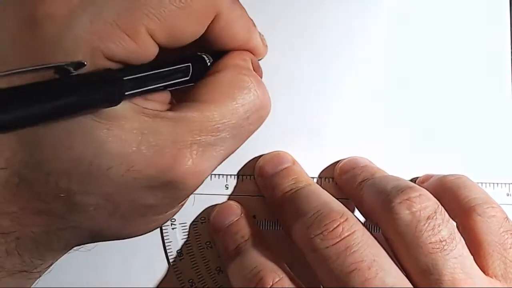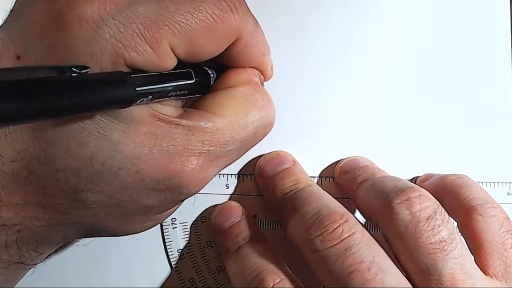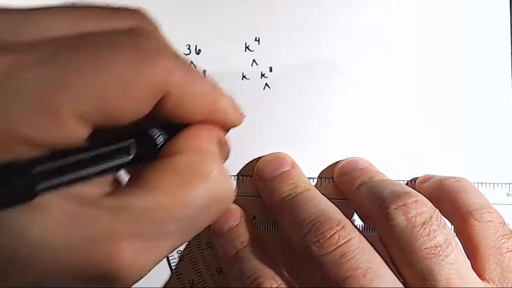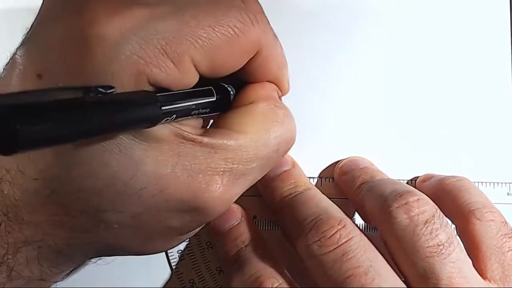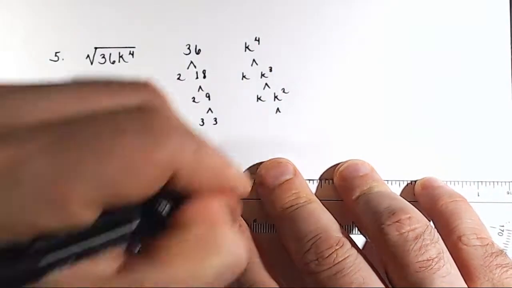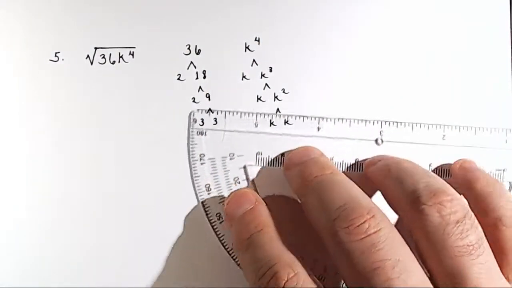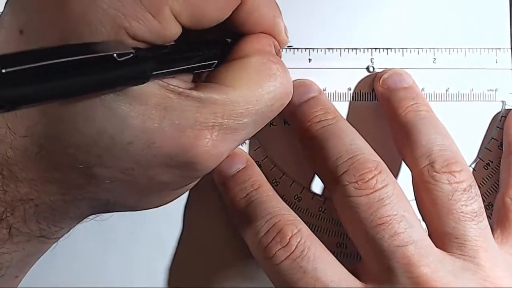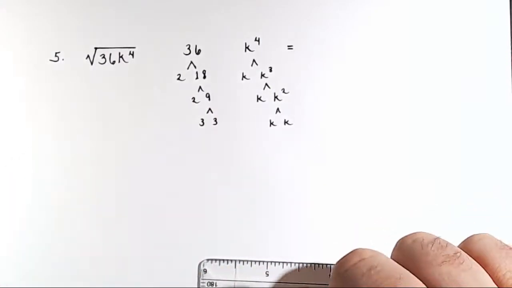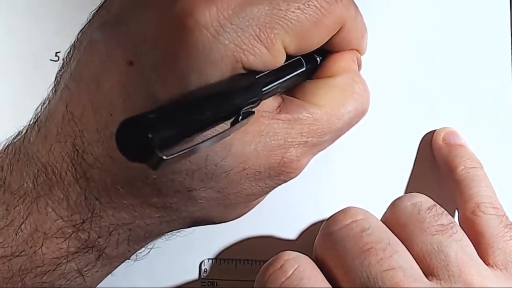Now, k to the 4th. This is how this works. K to the 4th is k times k to the 3rd. Break it down again, you've got k times k to the 2nd. Break it down again, you've got k times k. It seems a little weird. What does this really mean? K to the 4th power is just k times k times k times k. You just write k 4 times.